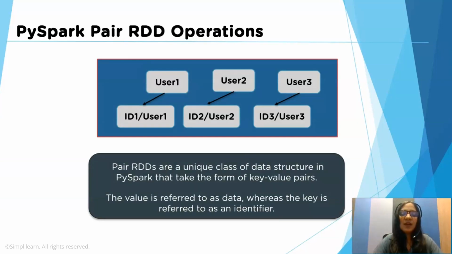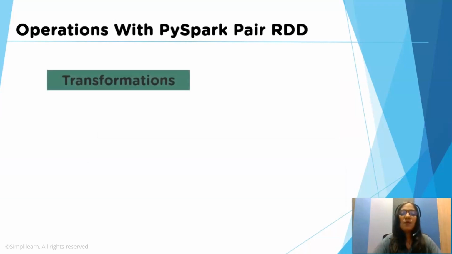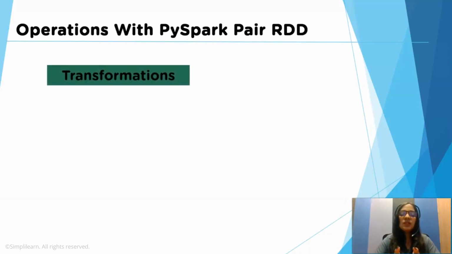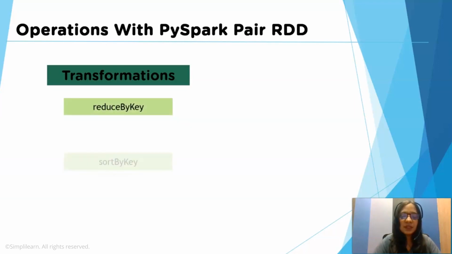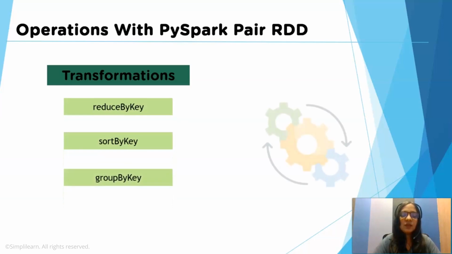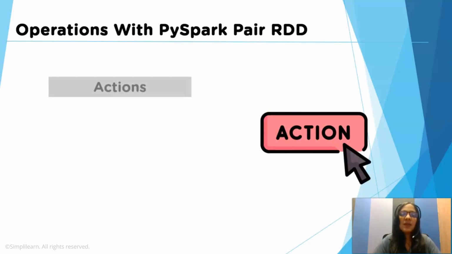So with this, we have come to our next topic, that is transformation in pair RDD. We must utilize operations that use keys and values since pair RDDs are built from many tuples. So following are the widely used transformations on a pair RDD: reduce by key, sort by key, group by key. So with this, let's get to the action in PySpark pair RDD.